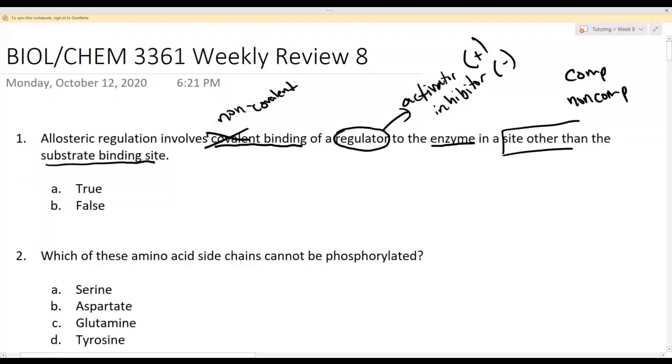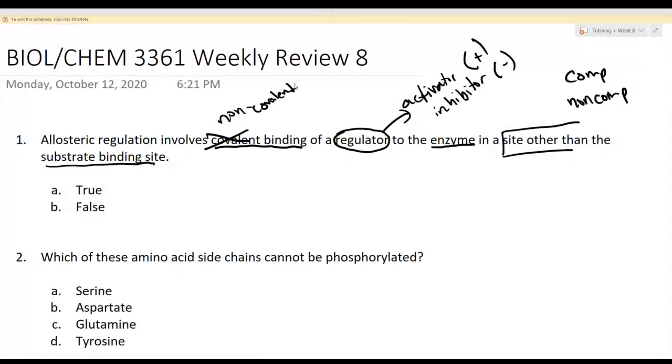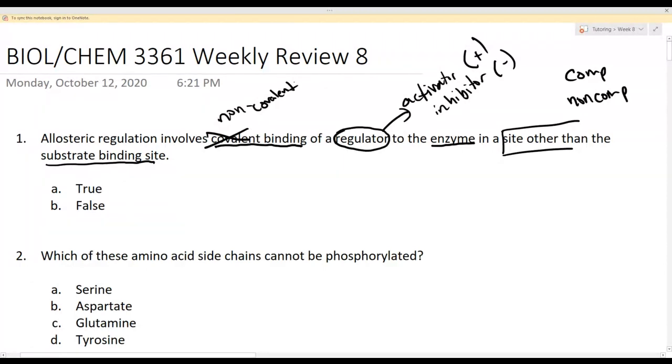Something like a hydrogen bond, something like a dipole, the affinity between the two, things like that. It is not a covalent bond. That makes the number 1 false. Okay. Now there are a few other types of regulation, such as phosphorylation.